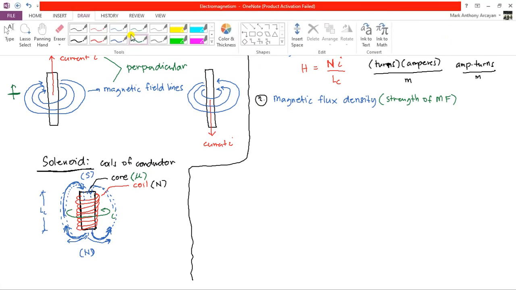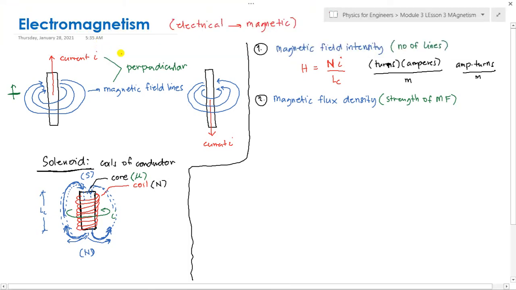For the magnetic flux density, that is represented by the capital letter B. And that is equal to the product of our mu multiplied by the H. Now, as you notice in this simple formula, the magnetic flux density, as I told you earlier, is closely related to the magnetic field intensity H. Here we have a proportionality constant mu.